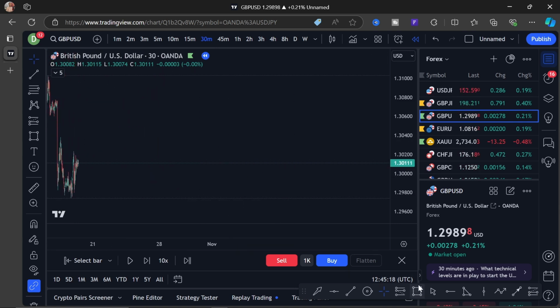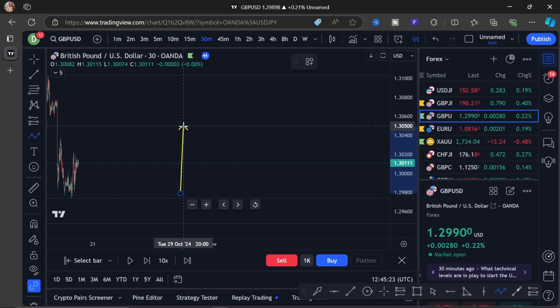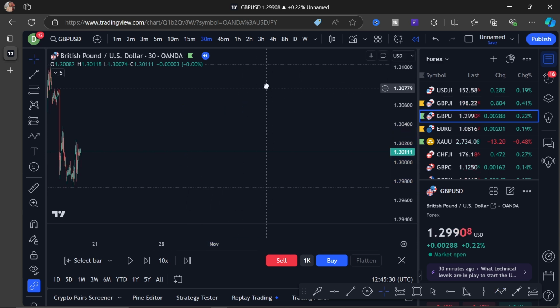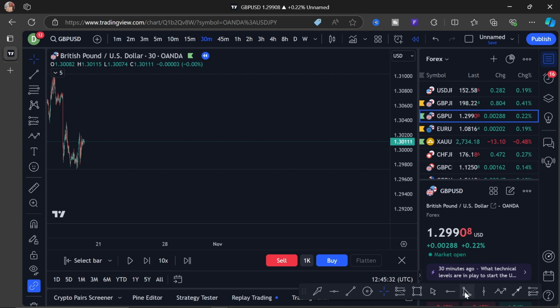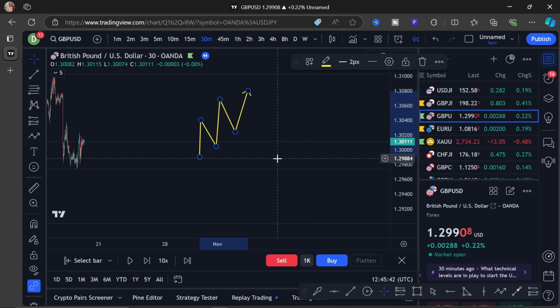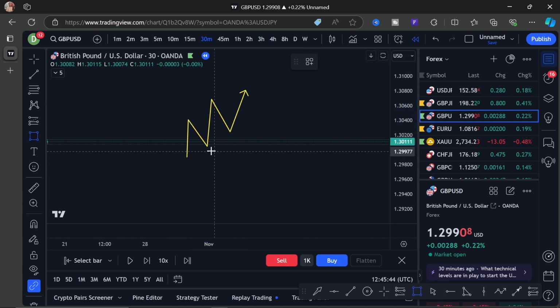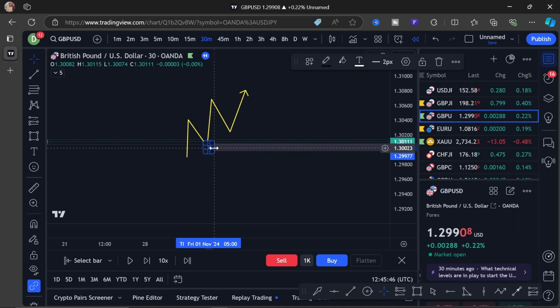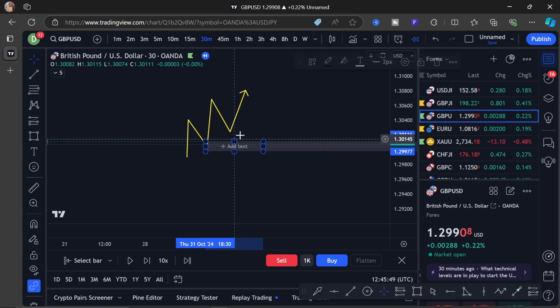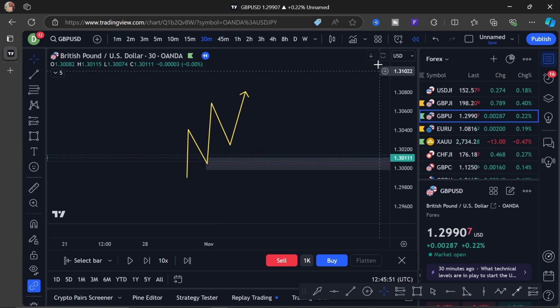Now, for example, let me say a market is moving in this manner. And then, okay, let me first of all get your demand level. Now, let me say a market moves like this, like this, like this. And then you as a supply and demand trader identified this area as your demand level. Why is it your demand level?